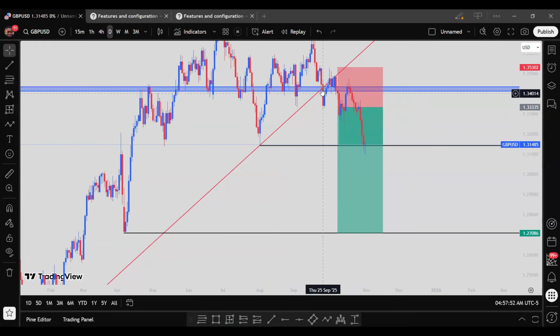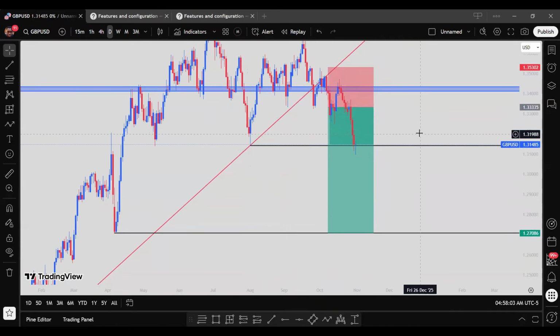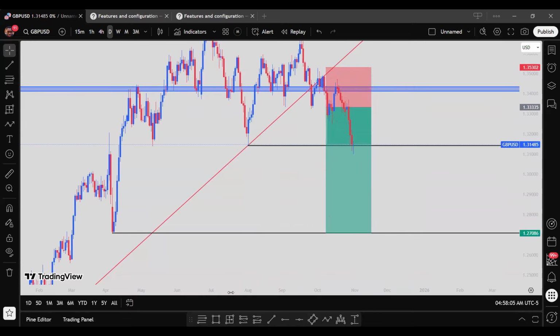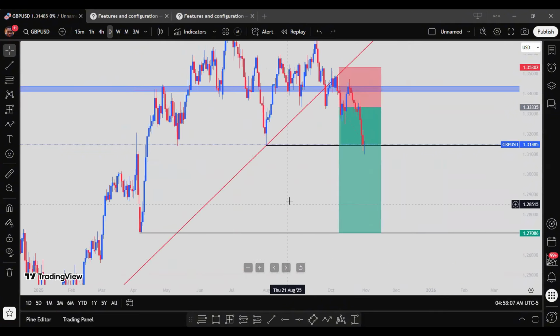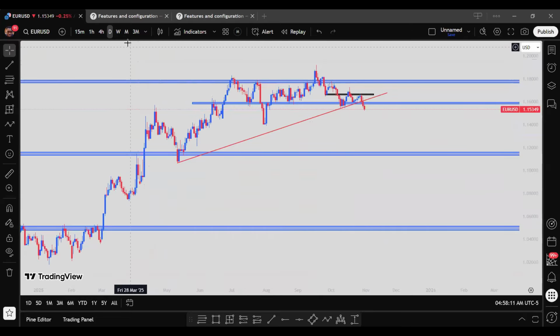So we have a break of this major level, and also a break of this trend line, as we said in the last YouTube video, and we have a retest of it. That's the reason why I was able to get into this trade. So that's it on JPUSD. Now let's look at EURUSD.